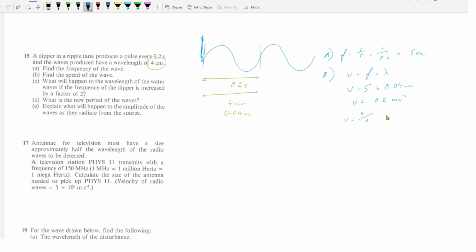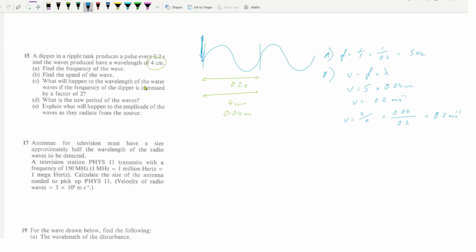distance over time. So you're actually told the distance here, so 0.04 meters, and the time it takes to cover that distance is 0.2 seconds. And that ends up as still 0.2 meters per second. So there are actually two ways that you could have done it.